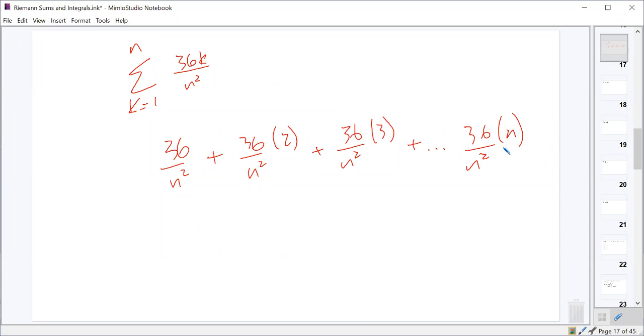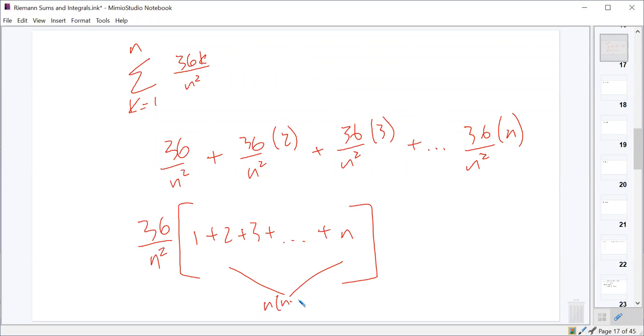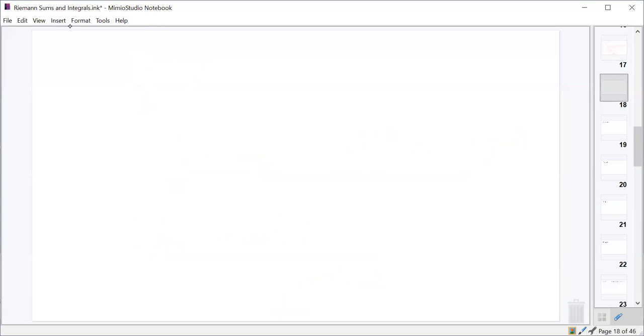And if we're trying to add all those things together, they each have a 36 over n squared in common. So effectively, that's 36 over n squared times just 1 plus 2 plus 3 all the way up to n. And we already know what this is, right? This piece right here all comes down to n times n plus 1 over 2. And so it's just 36 over n squared times n times n plus 1 over 2. Does that make sense? Yeah. Alternatively, for the other one, I don't need a limit on that, sorry.